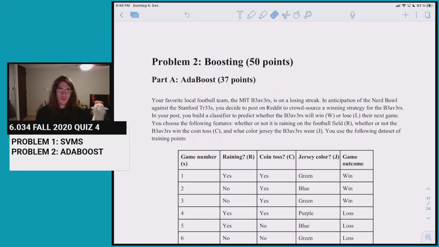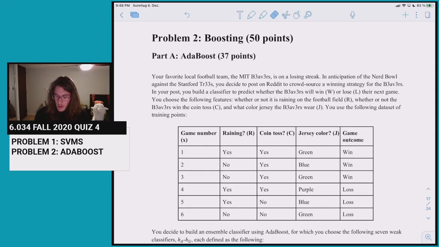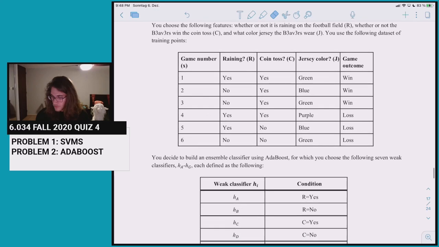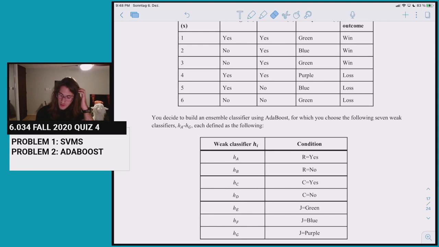Welcome back to the second section of the Fall 2020 Quiz 4. Now we're going into adaptive boosting. Take your time reading through this problem. As soon as the questions start, I'll project this table on the left-hand side of the screen so that both I and you have a view of the points and the classifiers that we're dealing with. And I'll just leave this here so that you can see it.